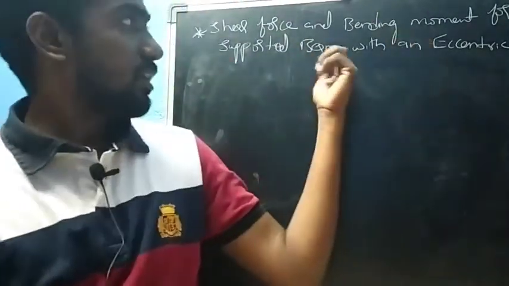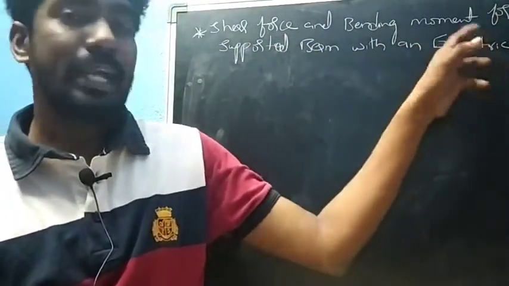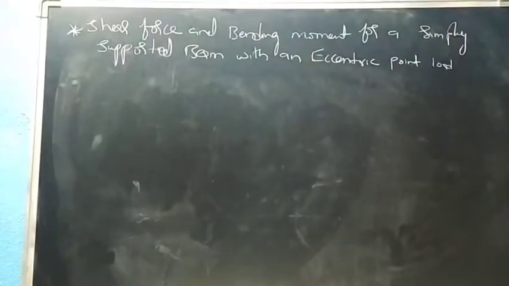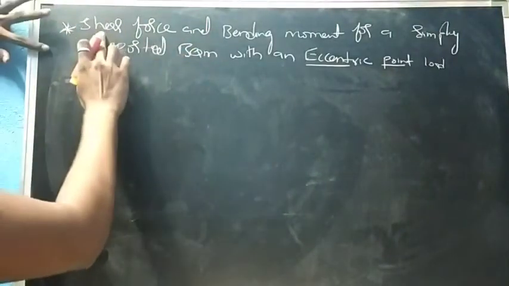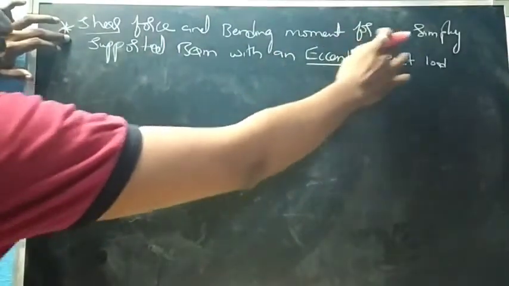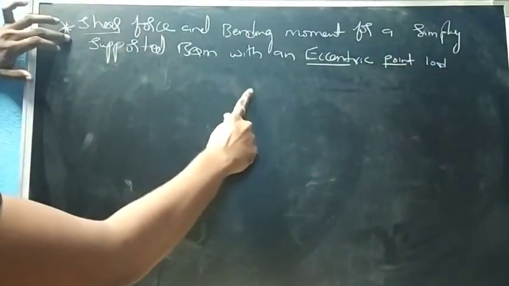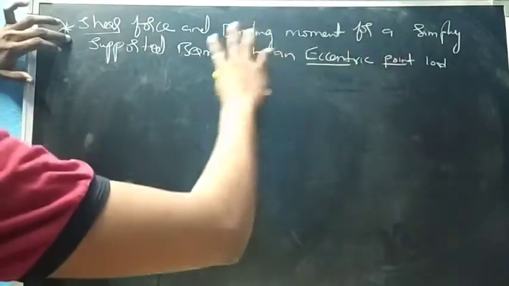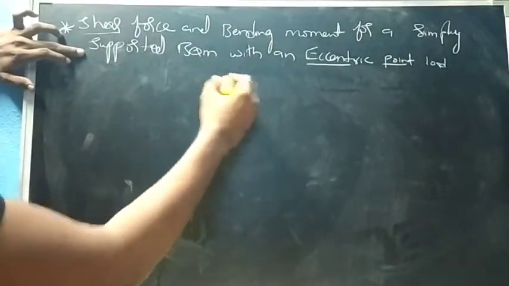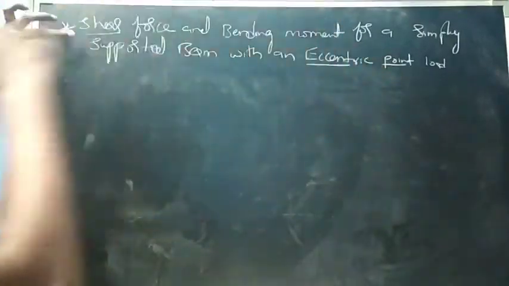In this lecture, we are going to learn the shear force and bending moment diagram for a simply supported beam with an eccentric point load. Without any further delay, let's get started. In the previous video, we saw shear force and bending moment for a simply supported beam with a point load acting at the middle. In this video, we are going to look at an eccentric point load on a beam.